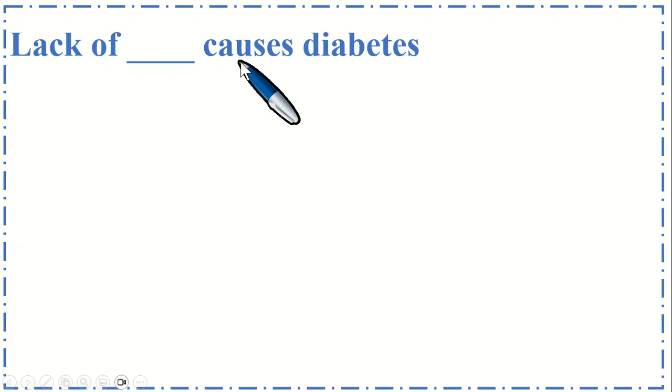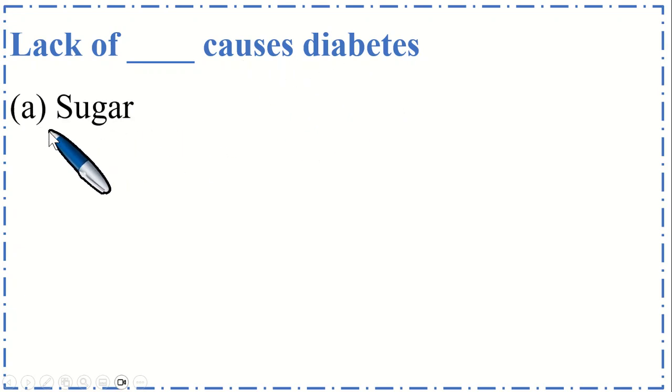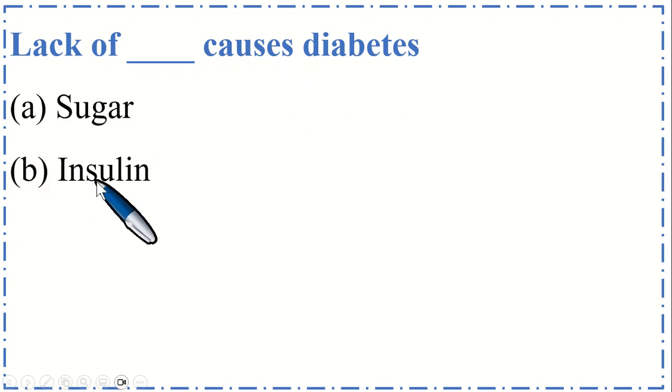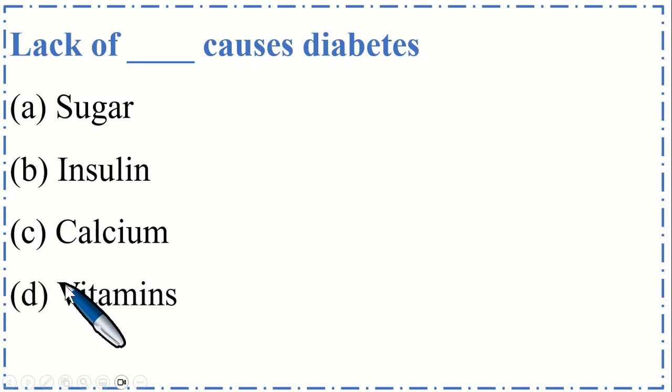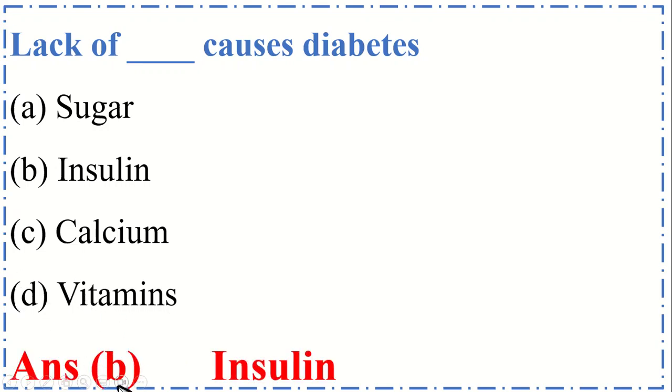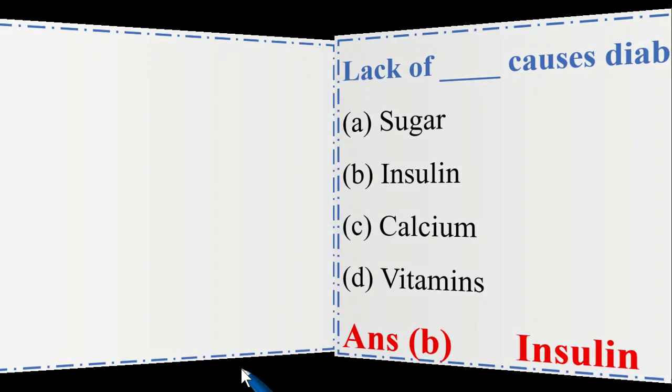Lack of insulin causes diabetes. Option A sugar, B insulin, C calcium, and option D vitamins. So the correct option is B insulin.